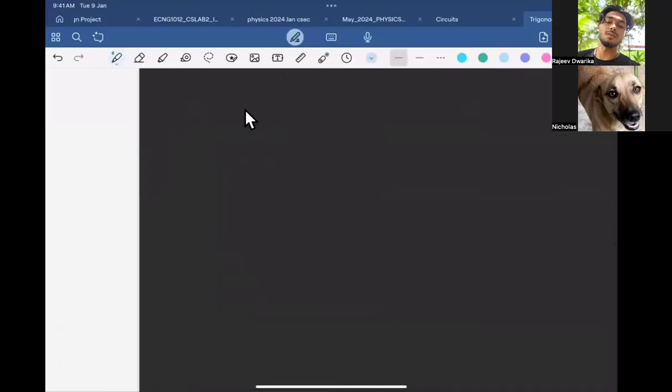What is the main one? The main identity is cos squared theta plus sin squared theta equals 1. That's the main one. And from that, we can say cos squared theta is equal to 1 minus sin squared theta, and sin squared theta is equal to 1 minus cos squared theta.